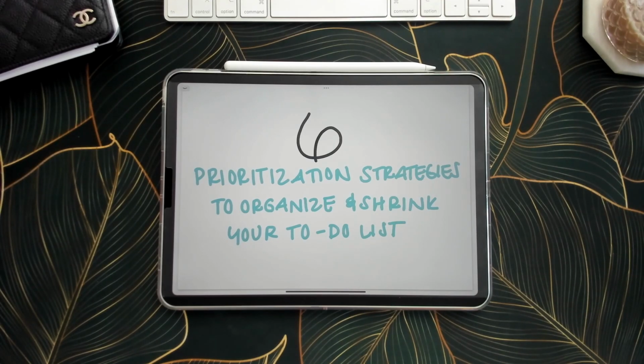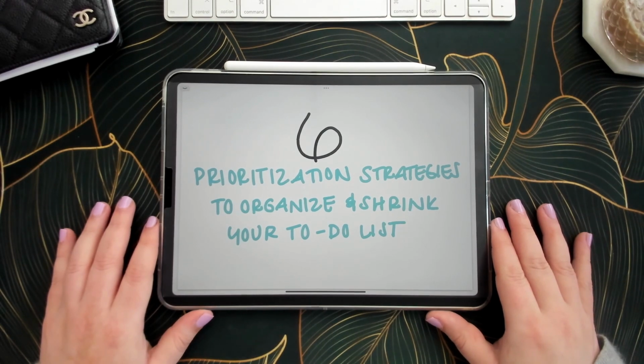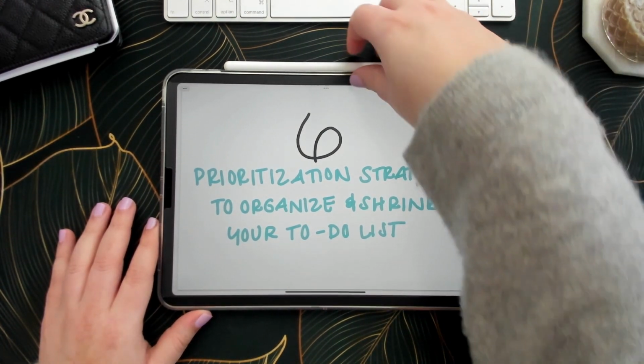If you have more tasks in a day than time to complete them in, if you are constantly working from behind and playing catch up with your work, or if you are totally overwhelmed by your to-do list and it stops you from doing anything on your list because the list is just too long and unmanageable, this video is going to help you organize and shrink your to-do list so you can finally manage and get ahead on all of your work. Today, I'm going to share 6 prioritization strategies to organize and shrink your to-do list.